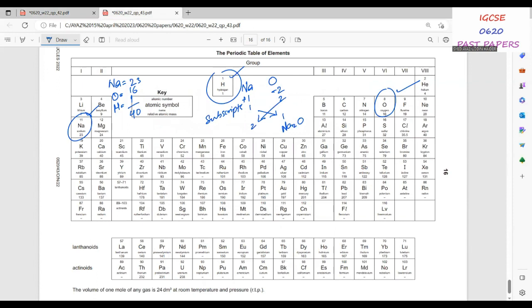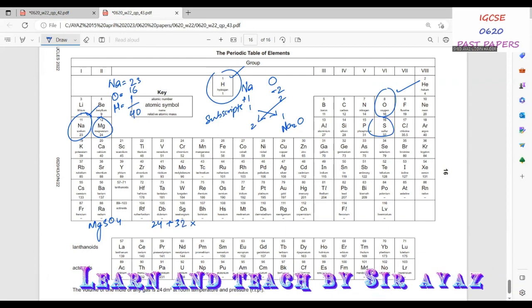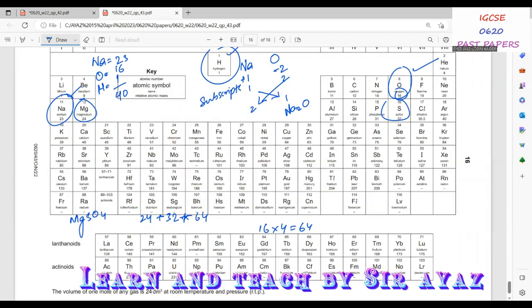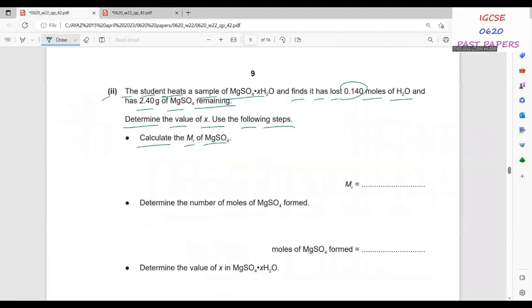Now I want to calculate the Mr of MgSO4. For Mg, the nucleon number is 24, plus sulfur. Sulfur is 32. 1 multiplied by 32 will be 32. For oxygen, it will be 16. 16 multiplied by 4 gives 64. So we'll get plus 64 here. So the Mr will be 120. So you write 120 here.